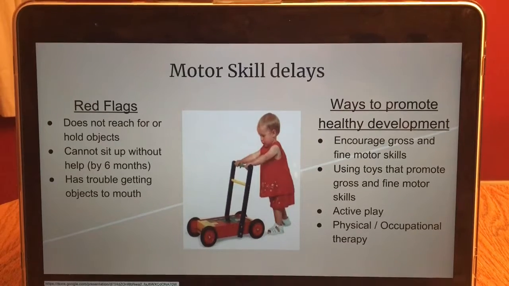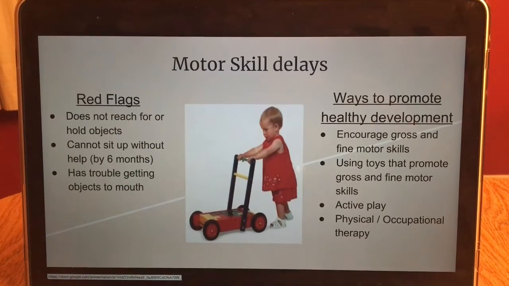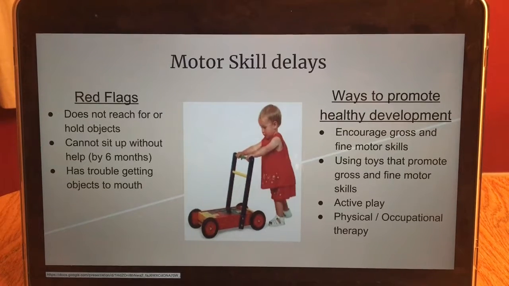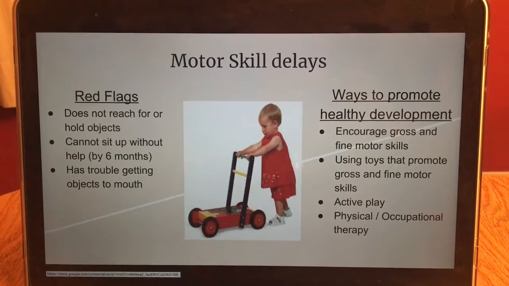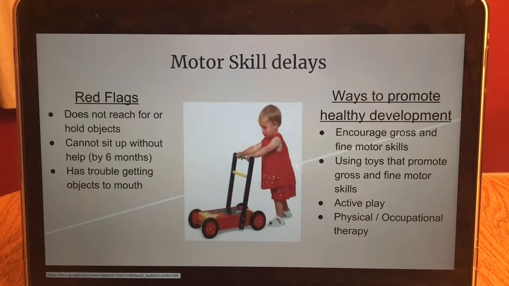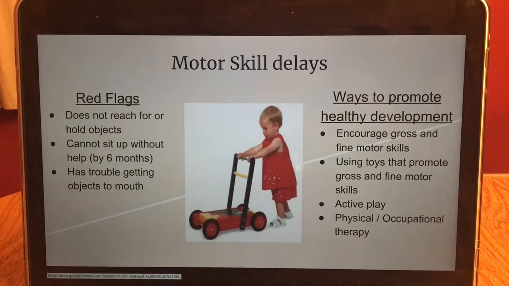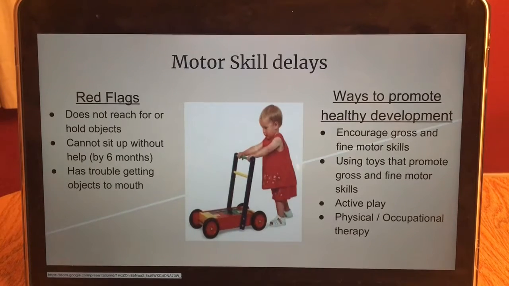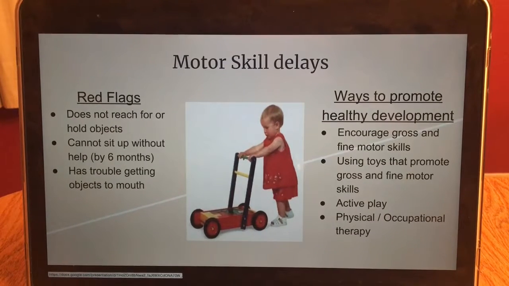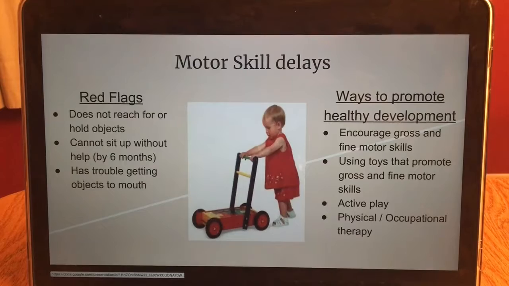Motor skill delays. Red flags to look for in this category include that if your child does not reach for or hold objects, cannot sit up without help by 6 months old, or has trouble getting objects to their mouth. Ways to promote healthy development in this area are to encourage gross and fine motor skills. You can do this by implementing toys that promote gross and fine motor skills, and just active play. Getting them outside running around on a jungle gym is a great way to promote gross motor skill development. A way to help remedy a motor skill delay would be physical or occupational therapy.